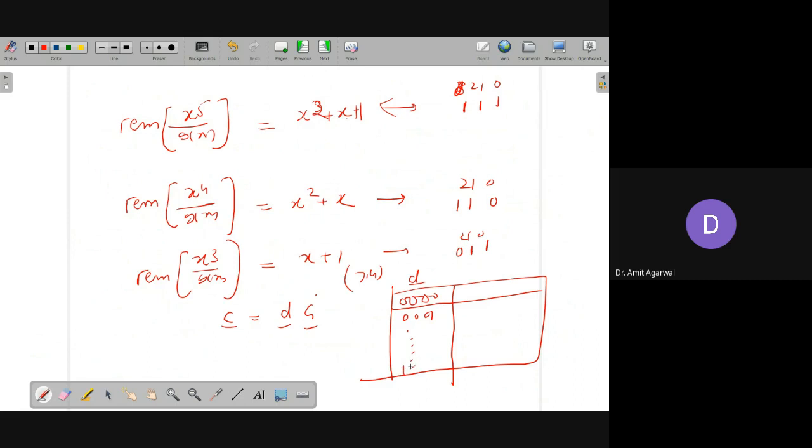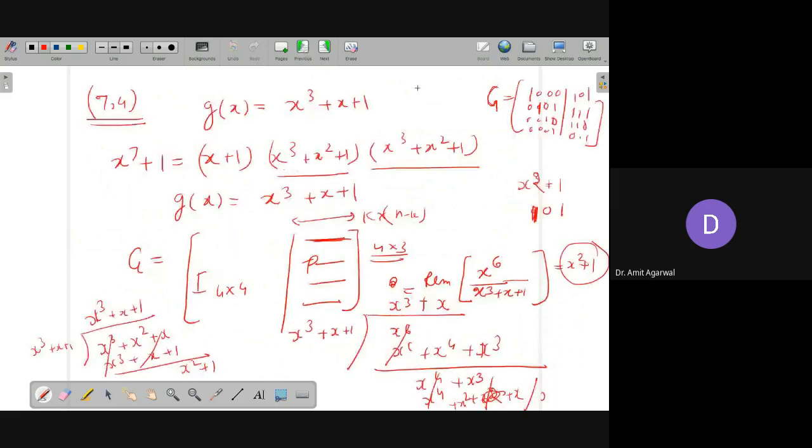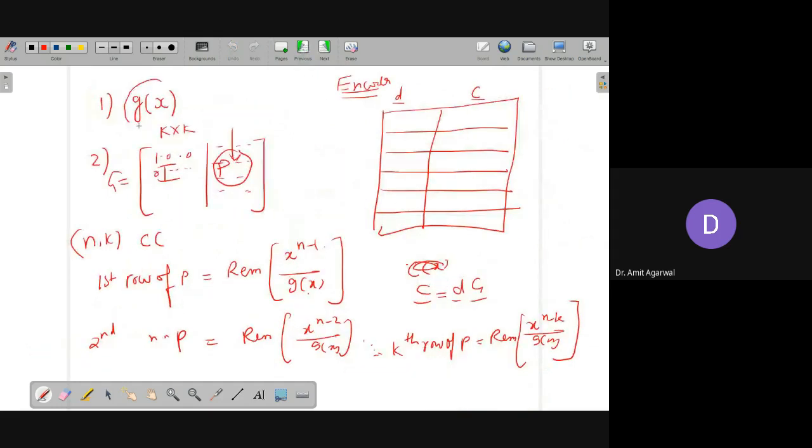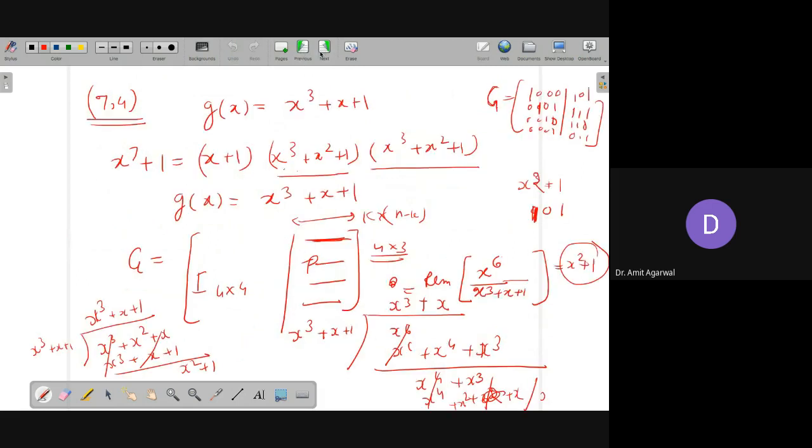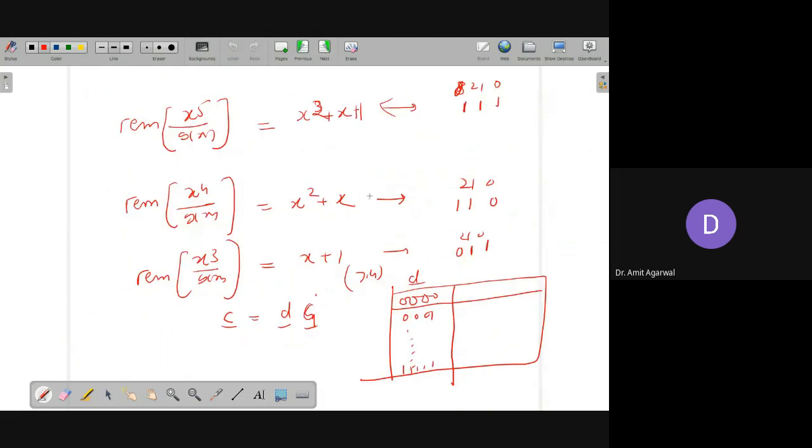16 possible combinations, and corresponding to each D, you have to multiply it with the generator matrix, which we have found here. So we have seen that for cyclic codes, we start with the generator polynomial, then we derive its generator matrix, and once we get the generator matrix, we get the encoder mapping, a table. This is your encoder table. How each D is mapped to each C.